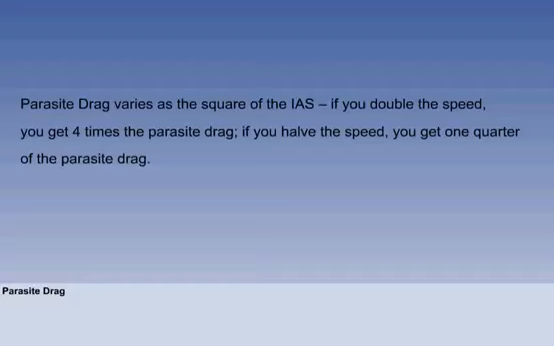Parasite drag varies as the square of the IAS. If you double the speed, you get 4 times the parasite drag. If you halve the speed, you get 1/4 of the parasite drag.